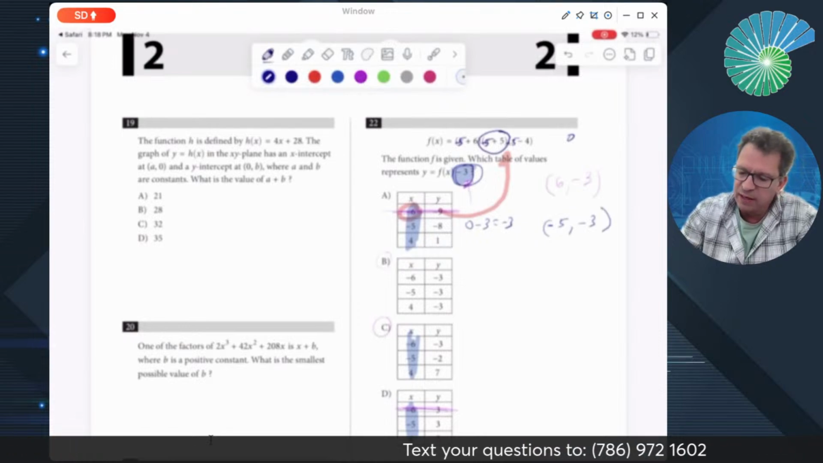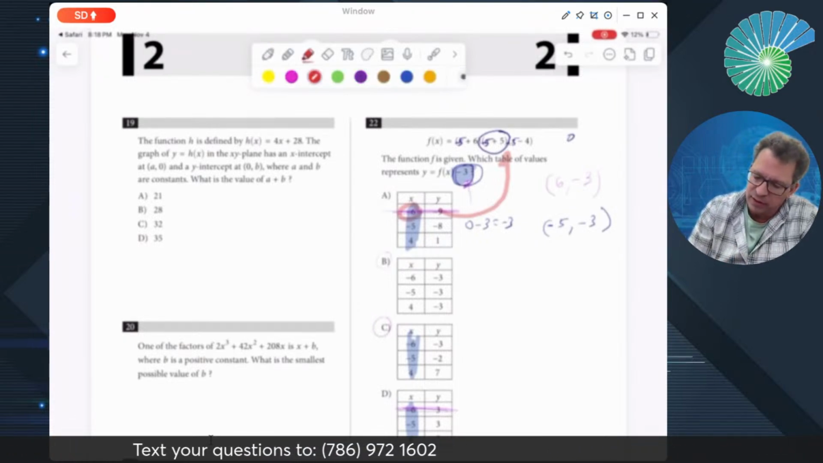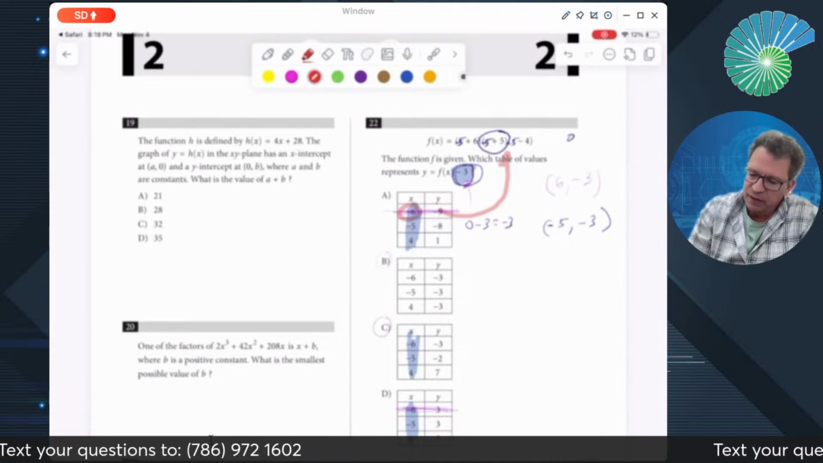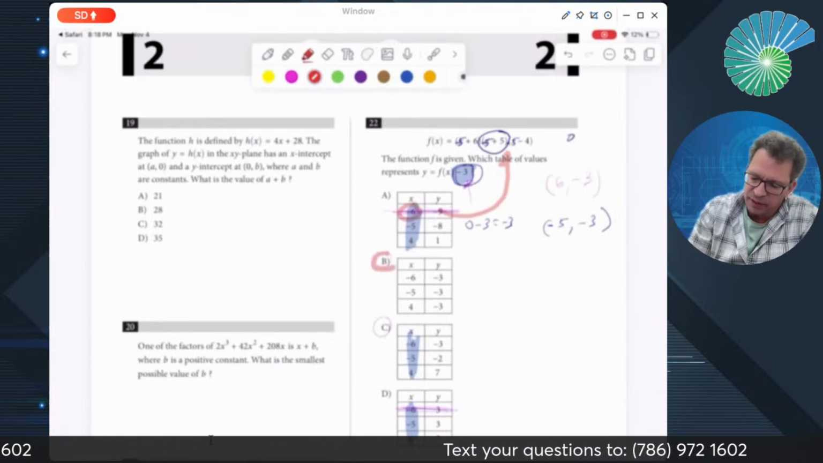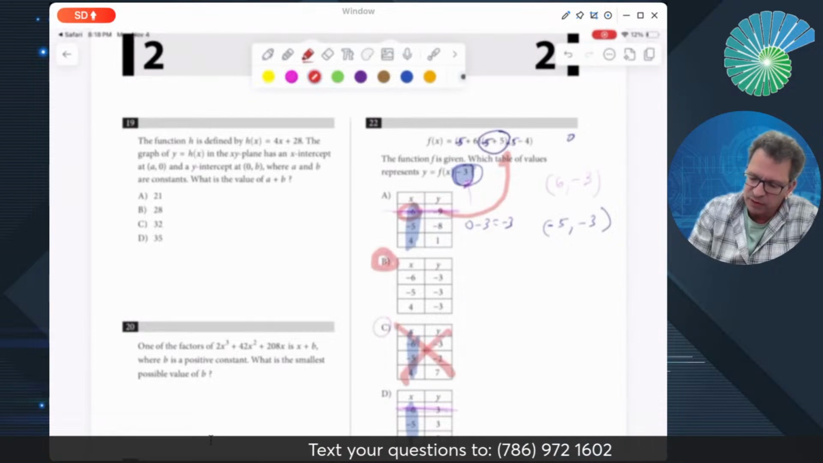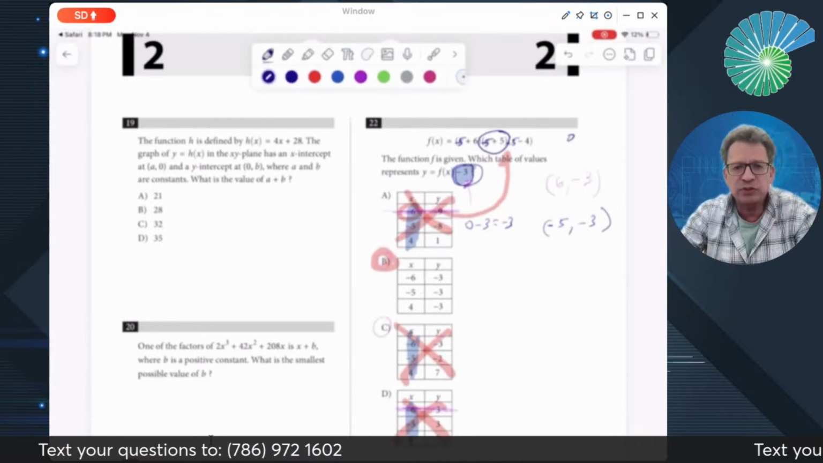So the point (-5, -3) has to be part of that function, and that leaves me with B. That's the only possible choice. That's not it. That's not it. That's not it. Any questions?